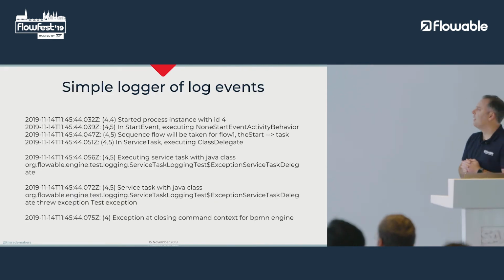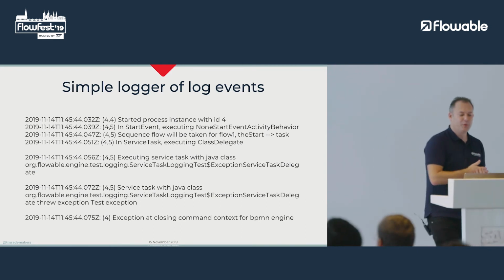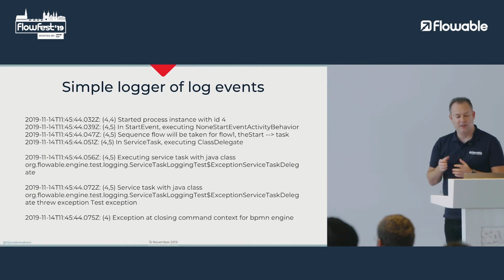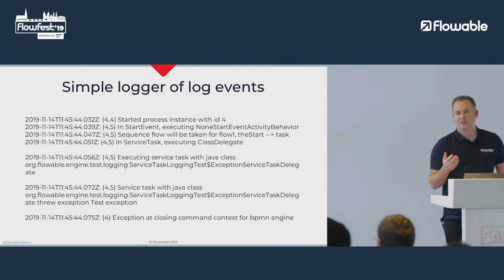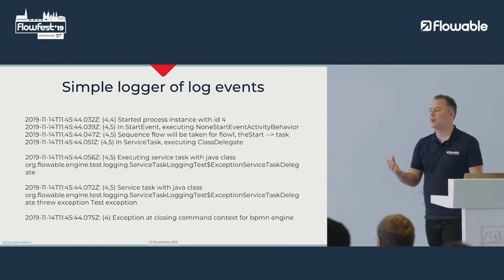So a very basic example that we have is a simple output logger that puts the logging event in a specific format. So we always start with the process instance ID, for example, and we also add the execution ID if it's present.